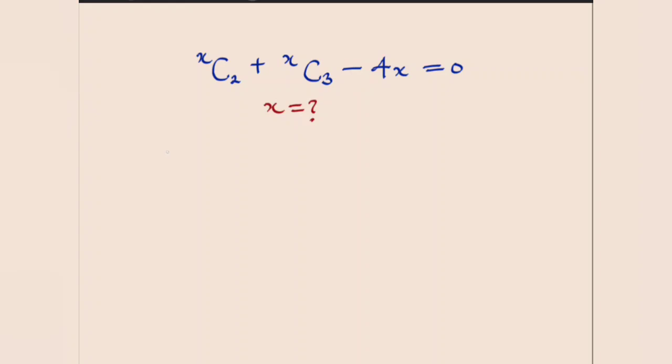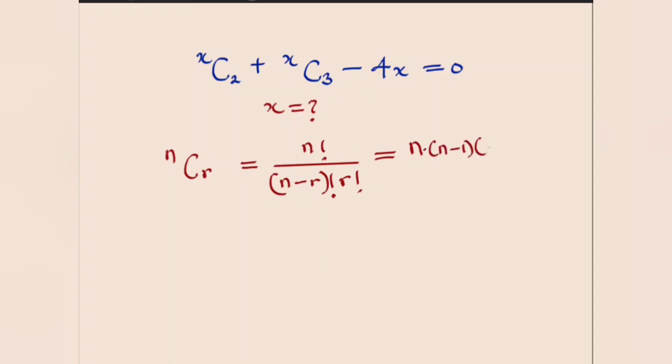Remember that n combination r is expressed as n factorial over (n minus r) factorial times r factorial. And we should not forget that n factorial can be expressed as n multiplied by n minus 1, then n minus 2, n minus 3, and so on and so forth. We can decide to put it as n factorial all over (n minus r) factorial.